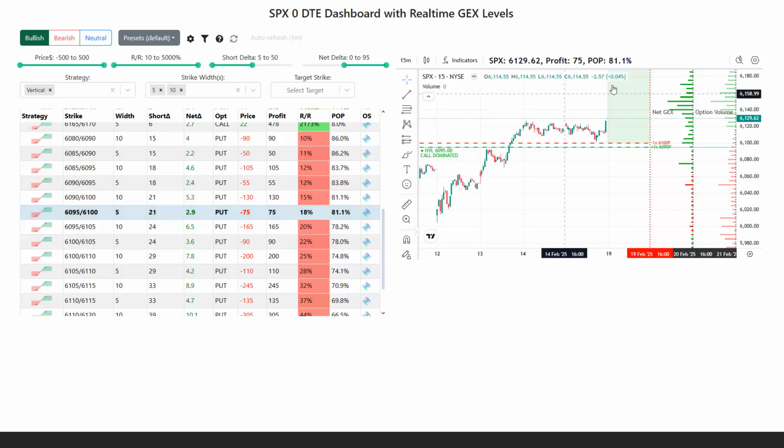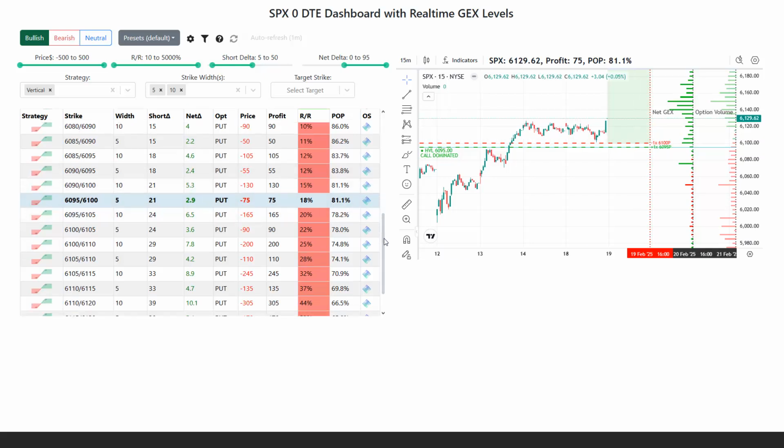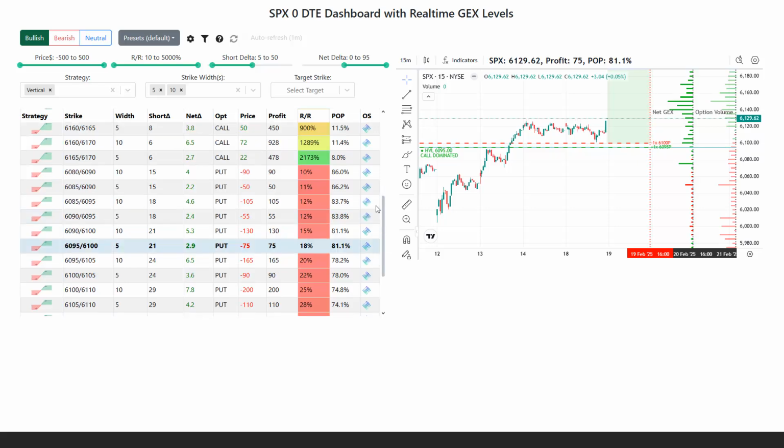Here too, you can see which section is highlighted in a green rectangle where the strategy is profitable at expiration. So with the help of verticals, I can visualize and select bull call spreads and bull put spreads.